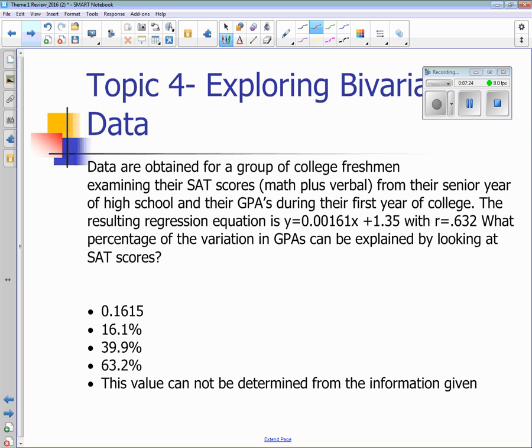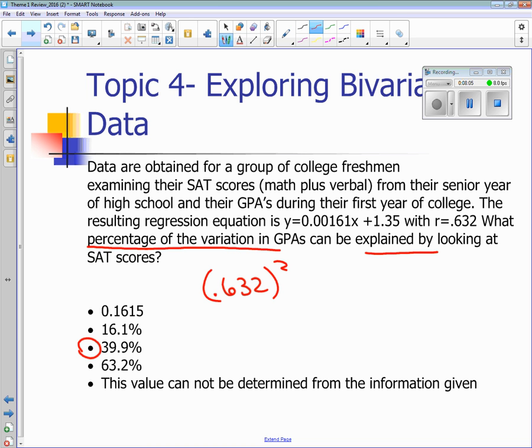All right. SAT scores. This one, the answer is 39.9%. This one was kind of easy. You're looking for the percentage of variation in GPAs. That simply means R squared. A percentage of variation that's explained by, isn't that the words I use to interpret R squared? So you're simply going to take 0.632 and square it. And by doing that, you get 39.9%, or 0.399. Okay? Doing good so far? Anyone get them all right so far?